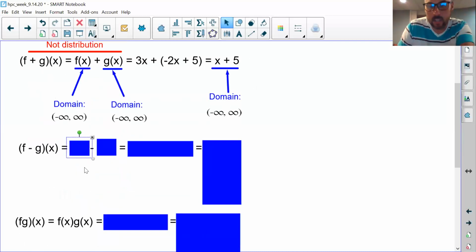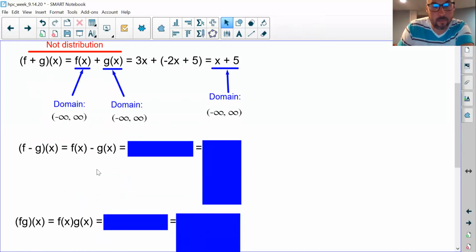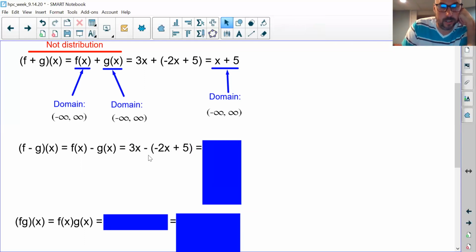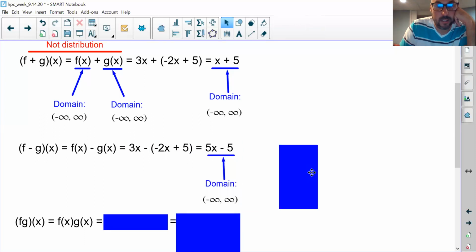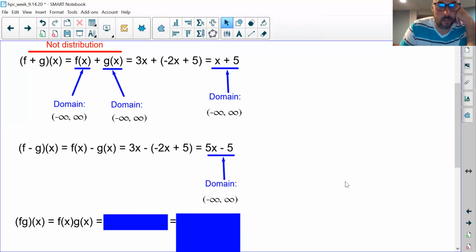F minus g, just as easy as that first one. It's the same thing as f of x minus g of x, which is 3x minus negative 2x plus 5. Don't let subtraction ruin your potentially awesome SAT score, because you're subtracting g, and g is composed of two different terms. So you need to group both of those terms when you're subtracting. So you need parentheses, and you distribute that negative 1. So this is really 3x plus 2x minus 5, leaving you with 5x minus 5, domain of all real.